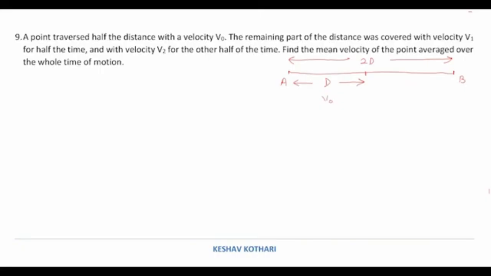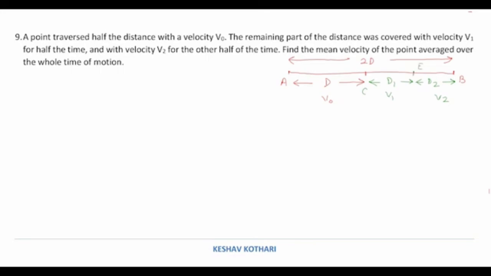Now the remaining part of the distance was covered with velocity v1 for half the time and with velocity v2 for the other half of the time. So over here I can take that the distance d1 was covered with velocity v1 for half the time and the distance d2 was covered with velocity v2 for the other half of the time. So for convenience I am calling this point as C and this point as E, because we have already used D.